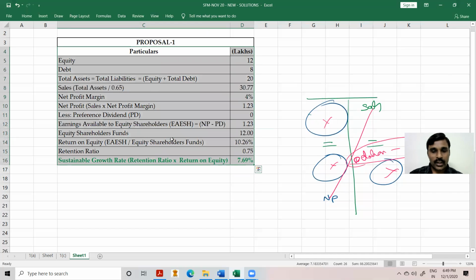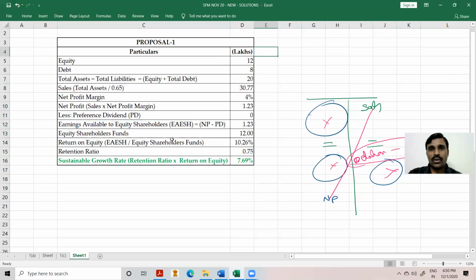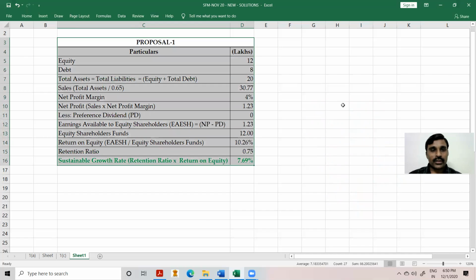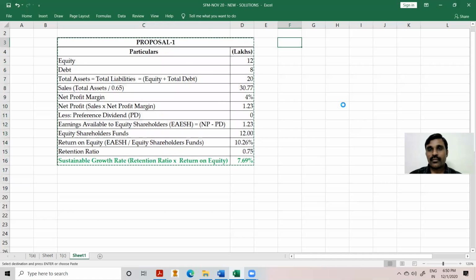Now we'll go to proposal 2. So proposal 2 will be a bit different. We have to calculate. So proposal number 2.